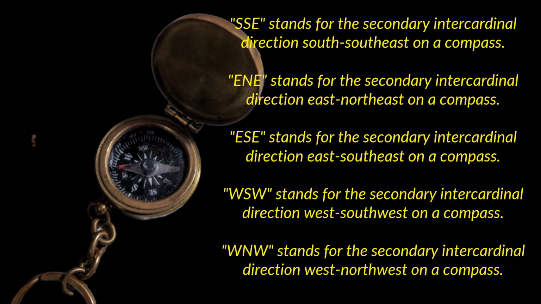ENE stands for the secondary intercardinal direction, east-northeast, on a compass. ESE stands for the secondary intercardinal direction, east-southwest, on a compass. WSW stands for the secondary intercardinal direction, west-southwest, on a compass. WNW stands for the secondary intercardinal direction, west-northwest, on a compass.